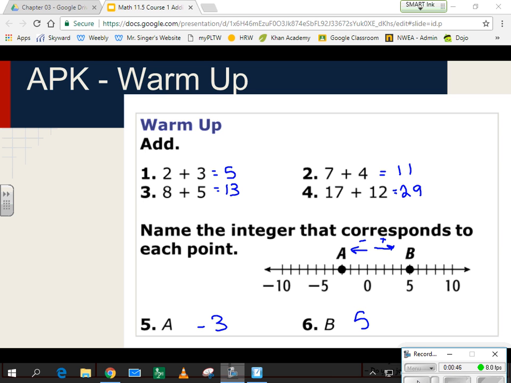And here are the answers to your warm-up. The first 4 should have been pretty easy. For 5 and 6, I kind of made a little note for myself. To the left of the 0, I drew an arrow down showing negative. The other one, I drew an arrow to the right showing positive, so I knew them. B is pretty easy because it already had a 5 underneath it. A, you had to count back to -3. So hopefully you were able to get all those correct.